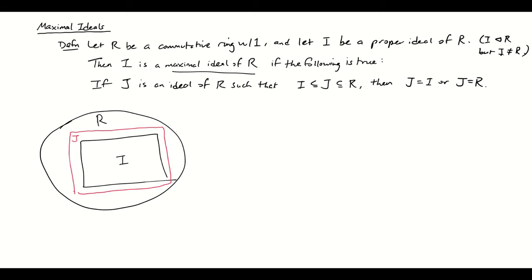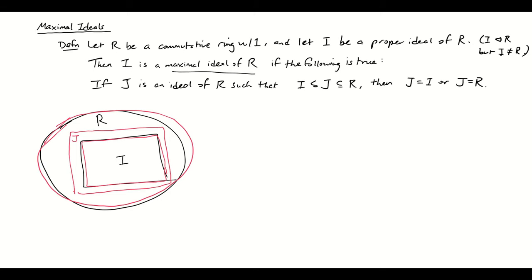So in other words, if you're another ideal, you have to be either I or all of R. Note that R is itself an ideal because R is closed under addition and absorbs multiplication in R. Okay, so that's an idea of what it means to be a maximal ideal: you're an ideal of R, you're a proper ideal, but there's no other ideal between you and the entire ring. Okay, so here's an example.